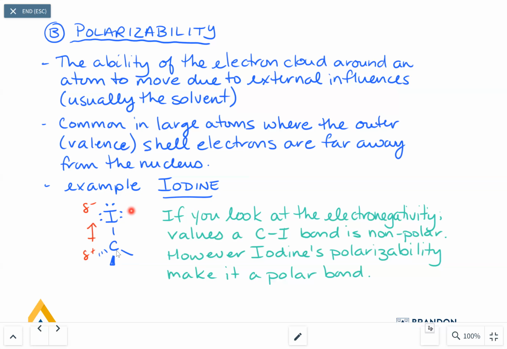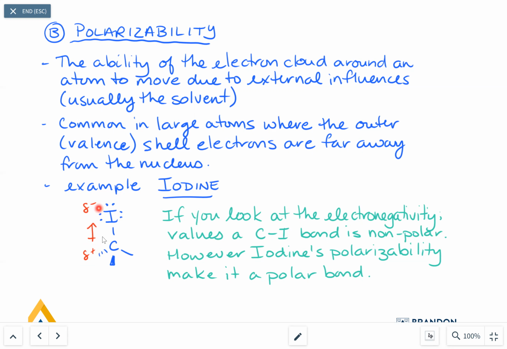If you compare a carbon-iodine bond from a Pauling electronegativity standpoint, you'll notice that they're not very different. Iodine's electronegativity is actually quite low. But because it's polarizable, it behaves like it is electronegative. So the electrons in this bond tend to shift towards iodine because it's more polarizable. That basically renders this carbon delta plus.